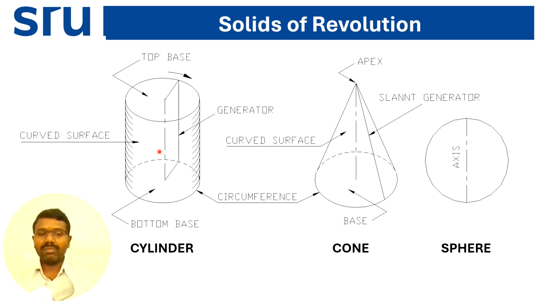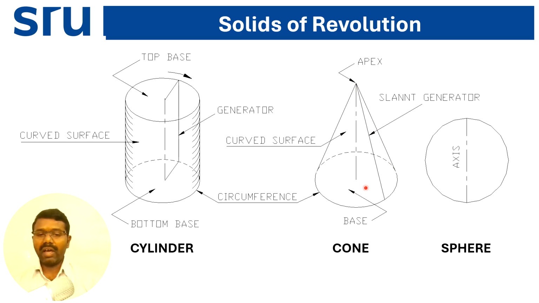Because we don't have any edges on the curved surface, we are going to imagine generators on the curved surface. These generators are imaginary lines which we consider on the circumference of the cylinder or of the cone. And the cone consists of one base and a curved surface, and there is an axis at the center, and there is a slant generator and an apex.